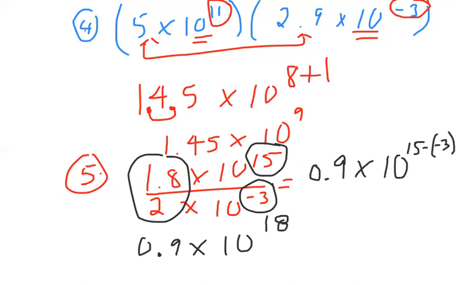And then you have to ask the question, is this correctly written in scientific notation? What you will notice, guys, is that you do not have a non-zero digit in front of the decimal. You actually have a 0 in front of the decimal. So no, this is not correctly written in scientific notation. So you have to rewrite this by taking the decimal from here and moving it over 1 more place to the right, which is going to decrease the power by 1. So this becomes 9 times 10 to the 17th power. That's correctly written in scientific notation.